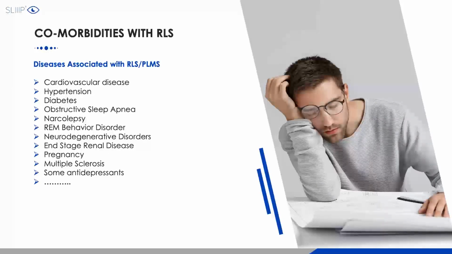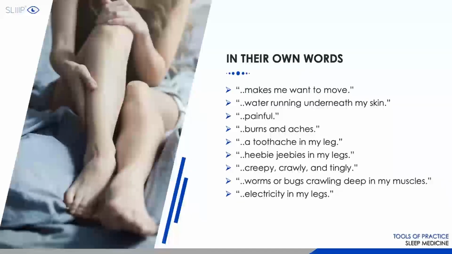But we find it frequently also in cahoots with obstructive sleep apnea and other sleep disorders like narcolepsy and so on. It will be associated with neurodegenerative disorders such as Parkinson's disease, because a lot of the treatment that we use for restless legs actually stemmed from Parkinson treatment. Patients with end-stage renal disease because of the iron deficiency, pregnancy, patients who are pregnant, and other neurological disorders, along with antidepressant use as well. Patients describe this in various ways. Makes you want to move, not in a good way.